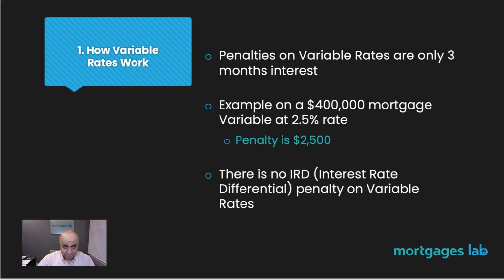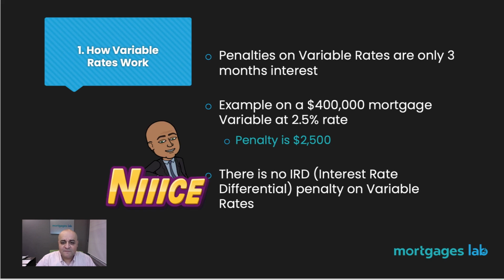Okay, so these 3 points are also very important. Penalties on variable rates are only 3-month interest. That is very different than the fixed rate, which is the highest of the 3-month interest and the interest rate differential. So as an example, on a $400,000 mortgage and a variable rate of 2.5, the penalty could be about $2,500. If this was on a fixed rate, it could be 3, 4, and sometimes up to 5 times that amount. So there's a big difference between the penalties on variable rates and fixed rate mortgage.